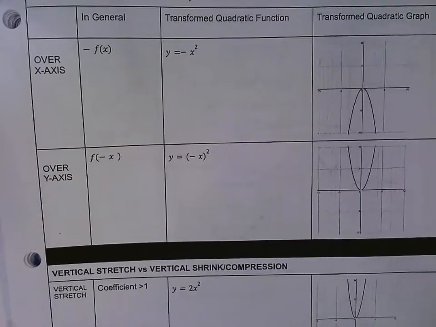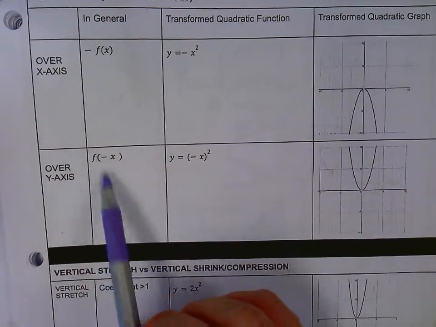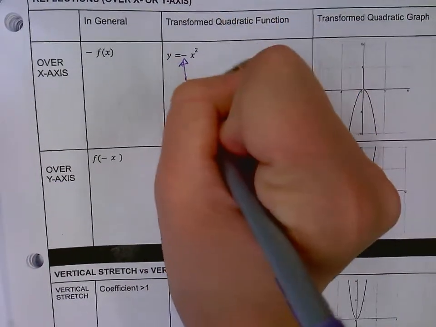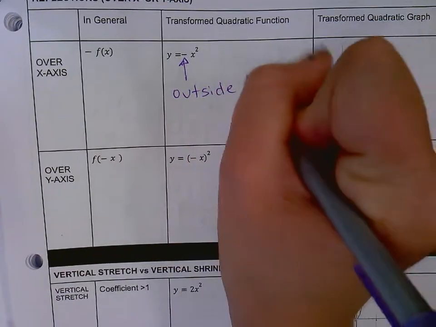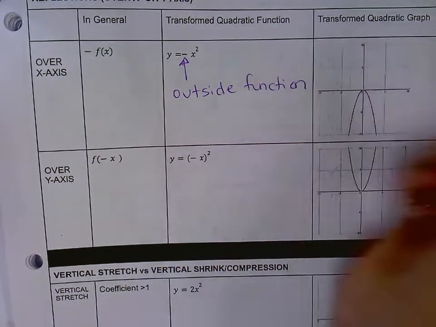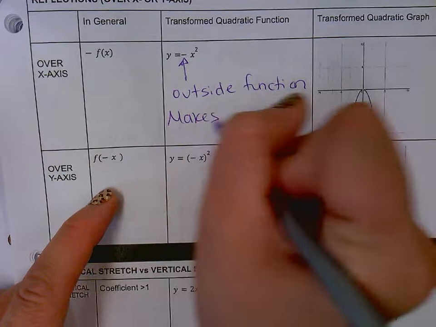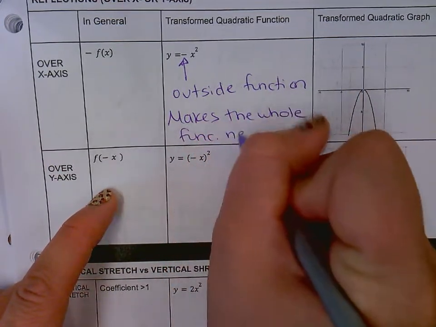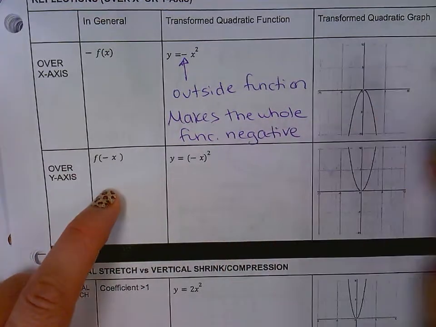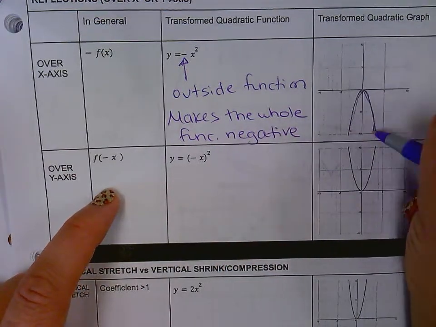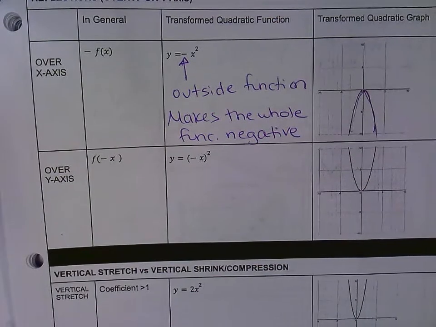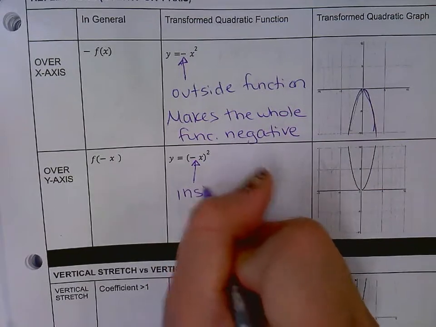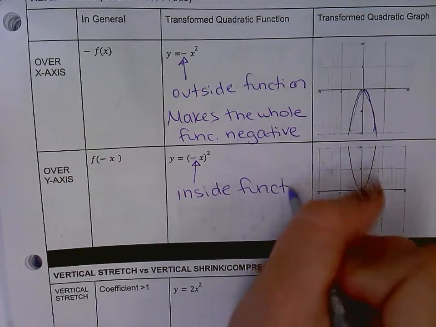Okay, let's think about these 2 different flips. This negative sign is outside the function, right? So it makes the whole function negative. So I'm just writing this down because that's why it's flipping upside down. It's making that whole function negative. This is inside the function. So guess what it makes negative?